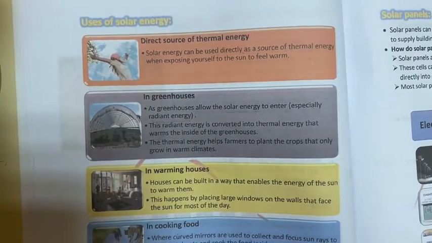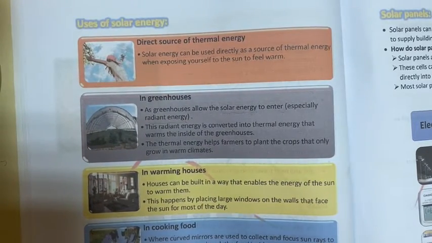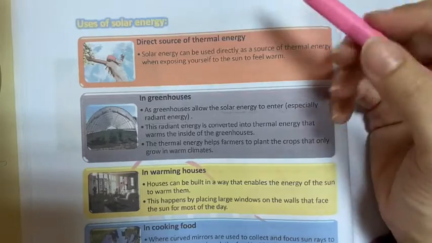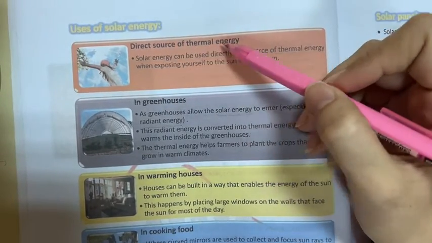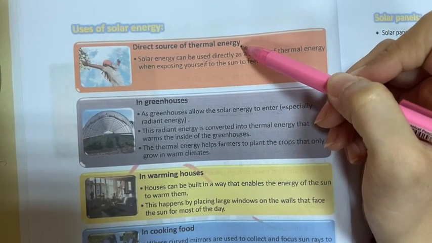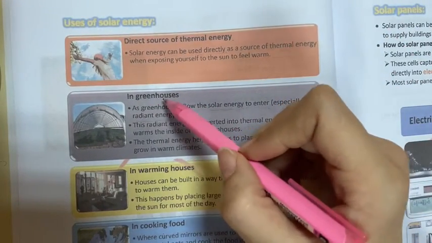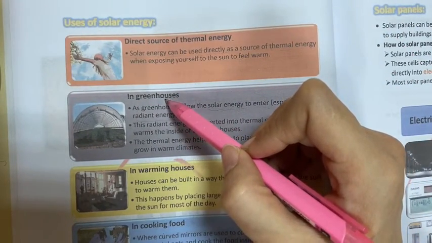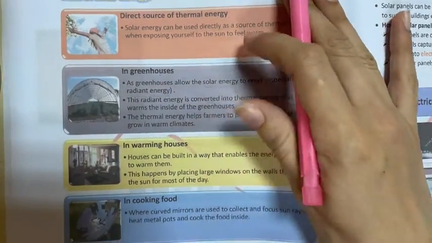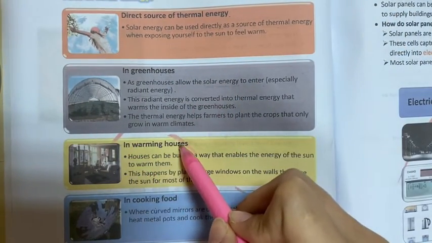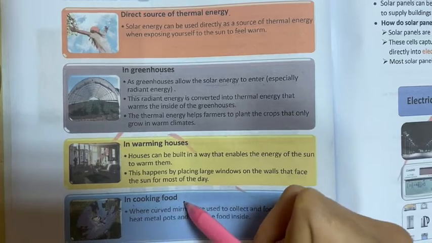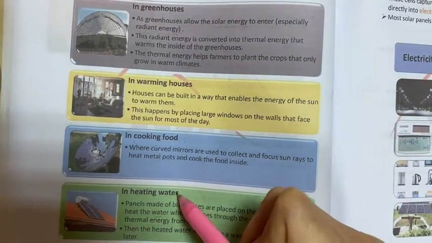Now let's talk about uses of the solar energy. We have many uses of the solar energy. Direct source of thermal energy. We use it as a direct source of thermal energy. We use it in something called greenhouses. We will understand what greenhouses are. In warming houses, in cooking food, and also in heating water.